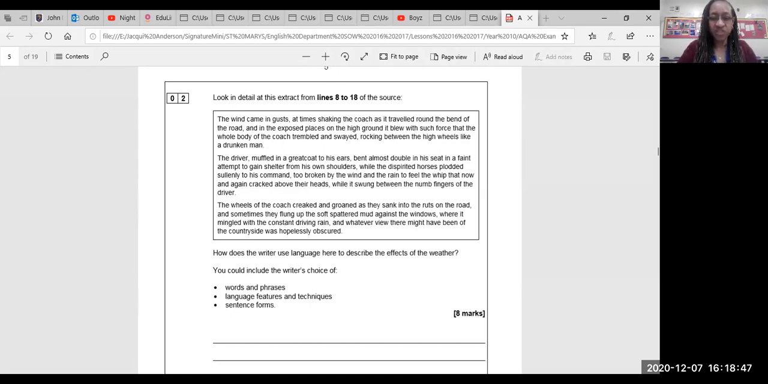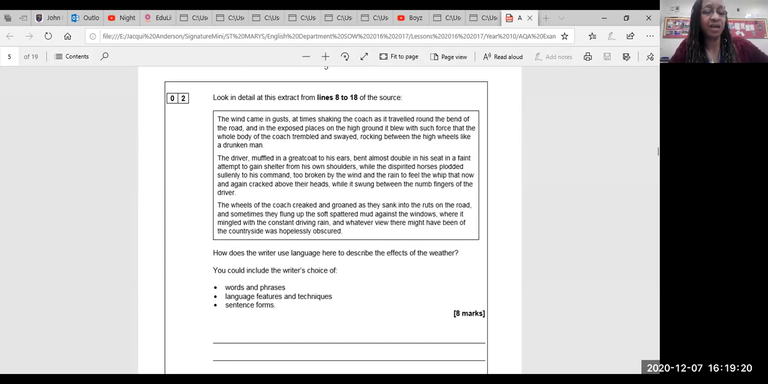Lovely. The third question now is our structure question. With this question, again, 8 marks, and you will only have about 10 minutes to write about it. So we need to simplify this as much as possible. You need to think about the whole source, the whole text, the whole piece of writing that you've read, and you need to think about how the writer has structured it to interest you as a reader.